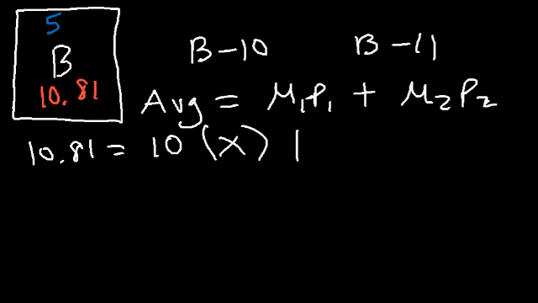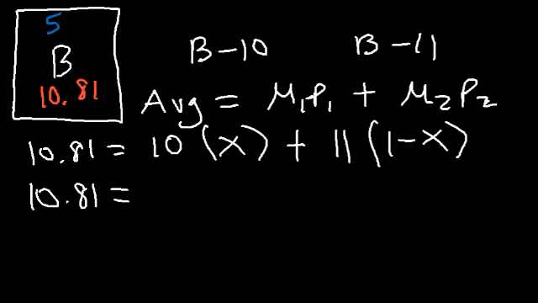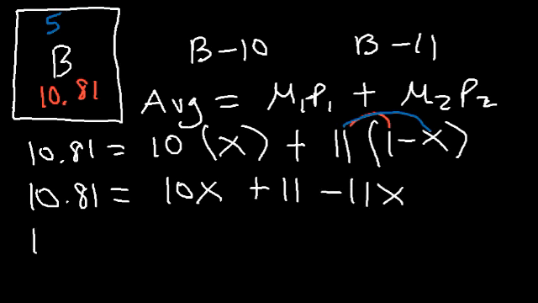M2 is the mass of the second isotope, which is 11. And as we mentioned, the percentage is going to be 1 minus X. So we need to solve for the value of X. So it's going to be 10X, and if we distribute the 11, 11 times 1 is 11, and 11 times negative X, that's negative 11X. So now we need to add like terms. So the two like terms are 10X and negative 11X. 10 minus 11 is negative 1, or simply negative X.